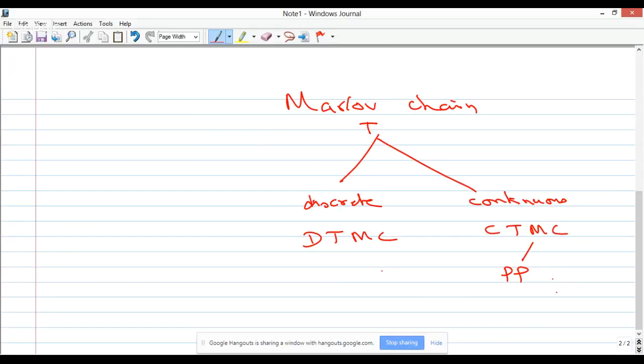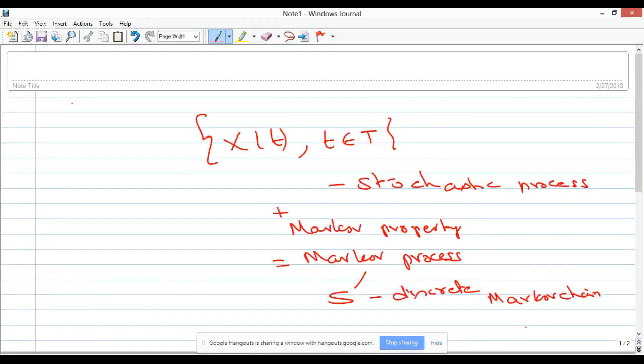I can give you another example of a Markov process, that is a stochastic process with continuous time and continuous state satisfying the Markov property. That's basically a Markov process. As an example, we can give the Wiener process. The Wiener process has the Markov property, and the parameter space is continuous, state space is continuous. So this is a good example of a Markov process.